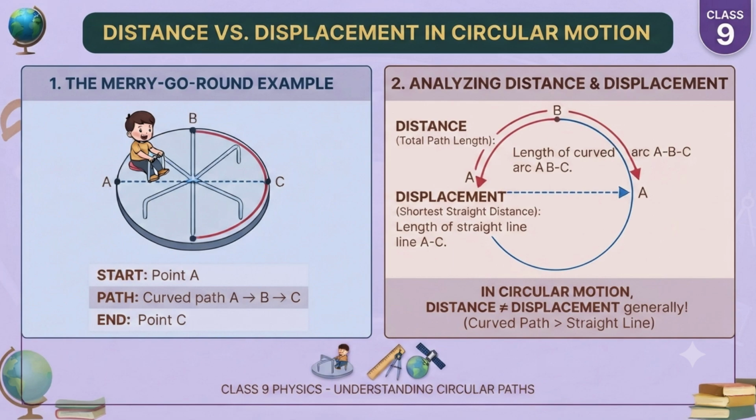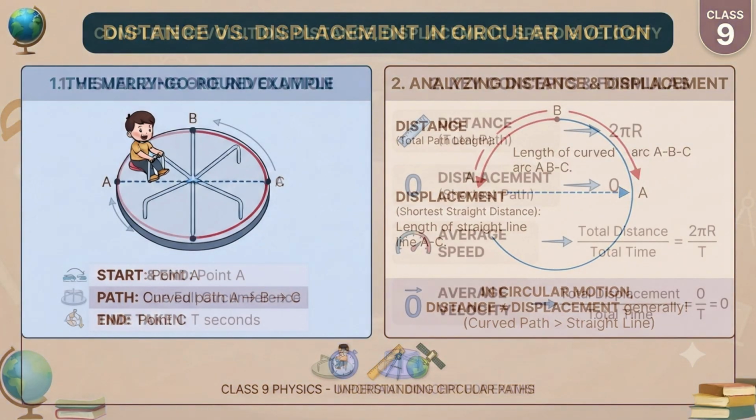Now, what is the displacement? Displacement is the shortest distance between the initial and final positions. So here, it is the straight line joining point A and point C. Notice something important. The curved path is longer than the straight line. This means that in circular motion, the distance traveled and the displacement are generally not equal.